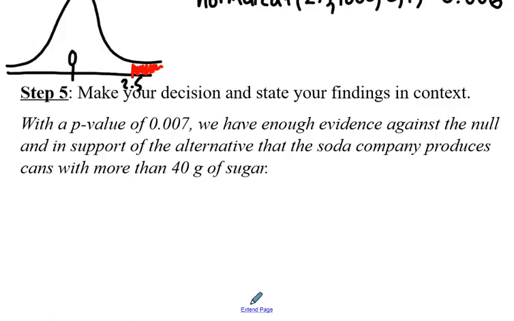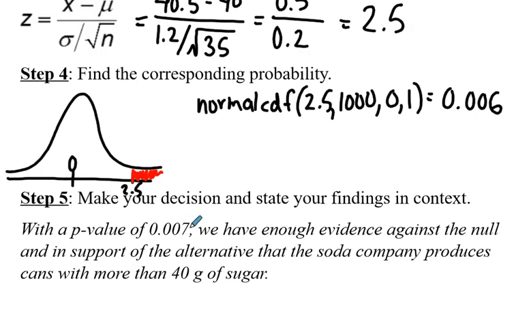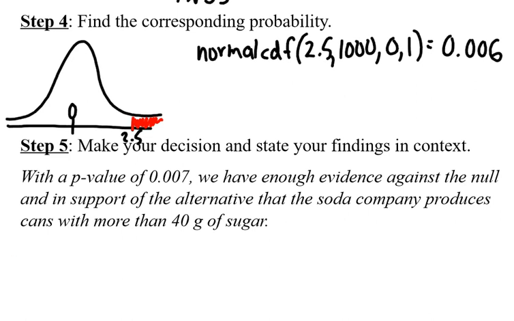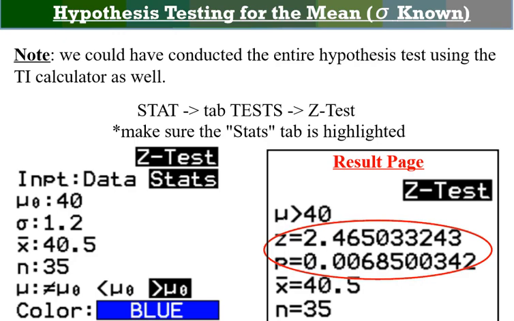Step 5, make our decision. It says with a p-value of 0.007. I actually got 0.006, maybe just a little bit of rounding. We definitely have enough evidence against the null and in support of the alternative that the soda company produces cans with more than 40 grams of sugar. So again, because our p-value is less than the confidence level, we reject the null in favor of the alternative. And that is how you can conduct hypothesis tests.